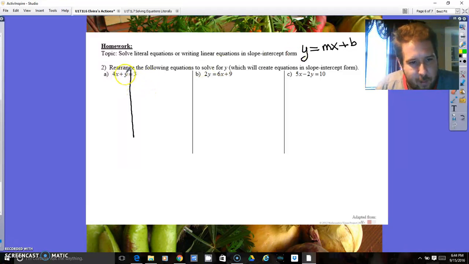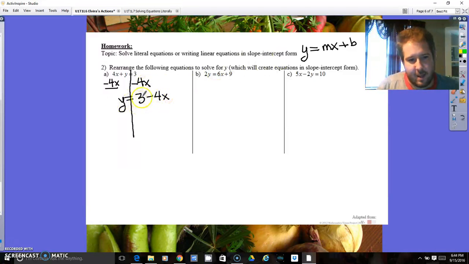All right, so if I want to make it y equals mx plus b, I got to get rid of the 4x. This is only going to take me one step. Subtract 4x from both sides, leaving me with just y equals 3 minus 4x. Now I'm going to leave it like that, even though that's technically b minus mx. Or you could write y equals negative 4x plus 3.